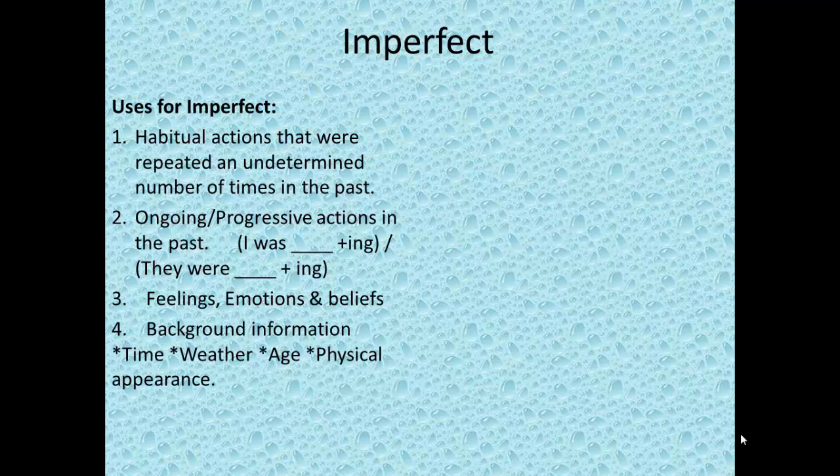And then background information like time, weather, age, and physical appearance. It was a beautiful day. I was 12 years old when I got my first bike. So I was 12 years old. That would be in the imperfect. I received my first bike. That would be a preterite. That is a one-time event. Physical appearance. He was tall. He was handsome. He was unshaven. Whatever. It would be imperfect.